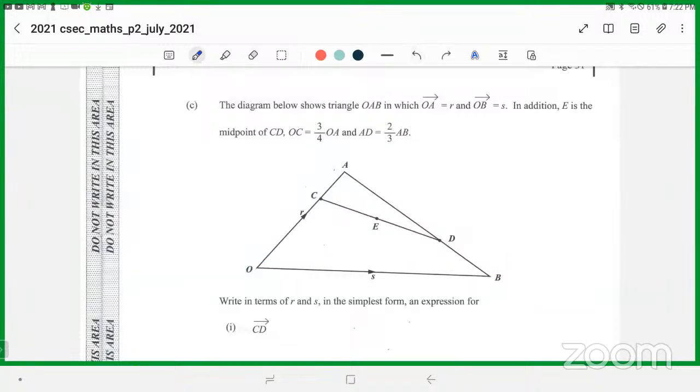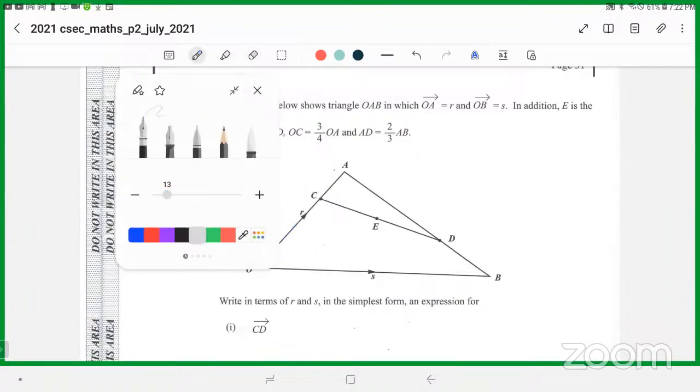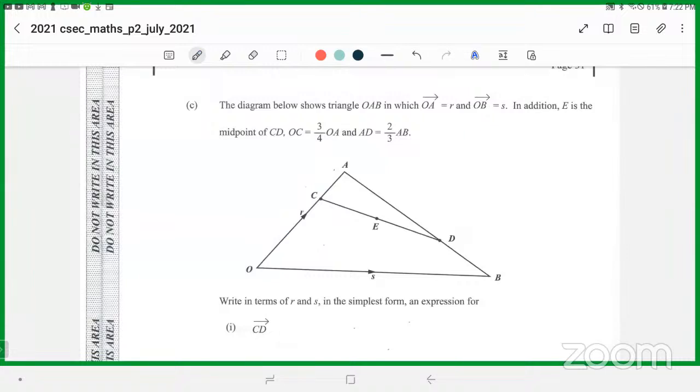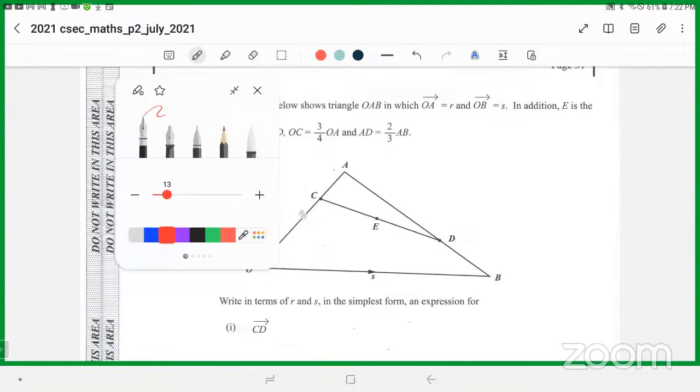It says, in addition, E is the midpoint of CD, so E is right halfway between those two points. But OC is 3/4 of OA. This is 3/4 of the whole thing. So I'm going to adjust it now. I take this off. The whole thing is R. I'm going to make my adjustment in the exam room.